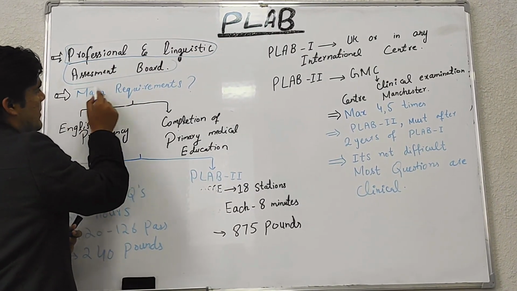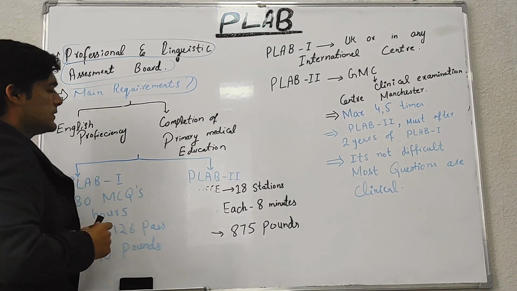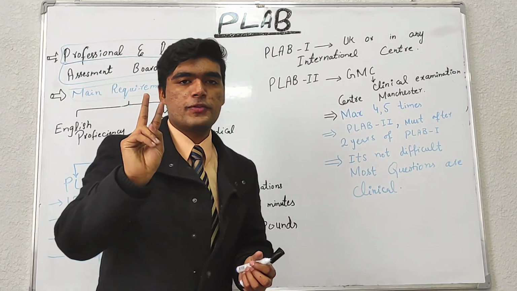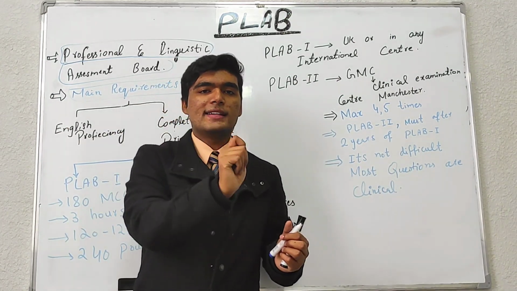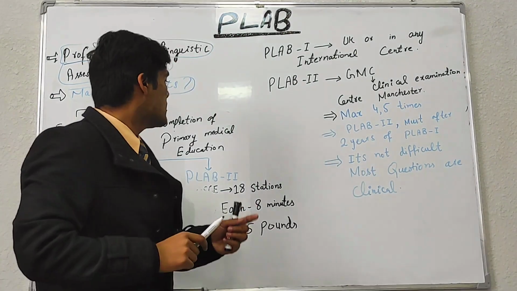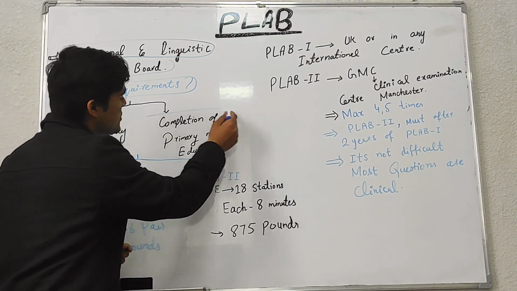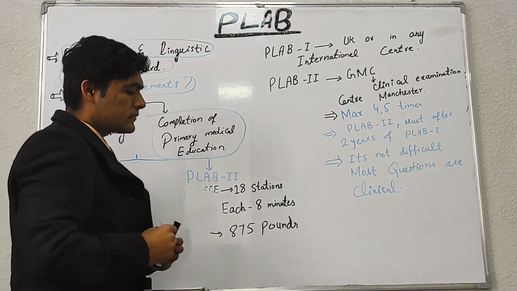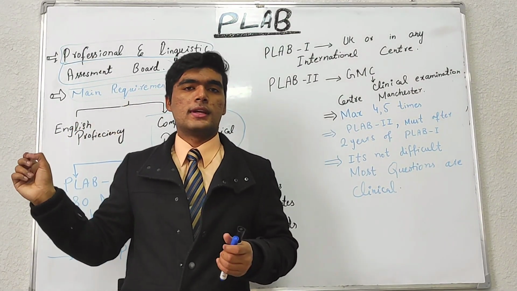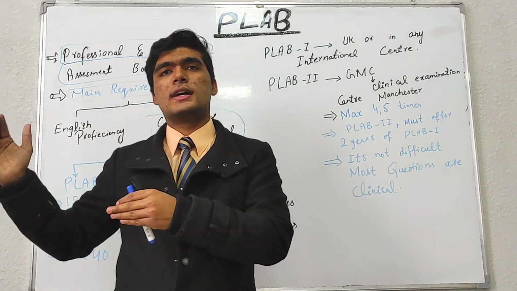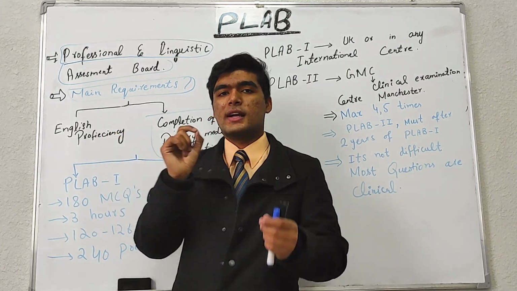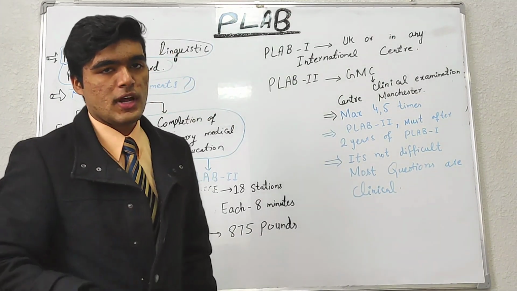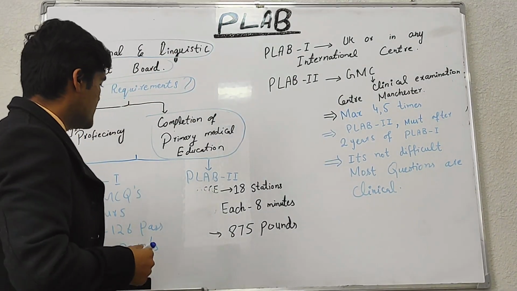So there are basically two main requirements. First is English proficiency, which I will later discuss in complete detail, about the IELTS and OET exams. And second is completion of medical primary education. Unlike UK-MLE, where we can apply in our student era, in third year, fourth year and fifth year, PLAB requires completion of medical education, the 5-year degree.